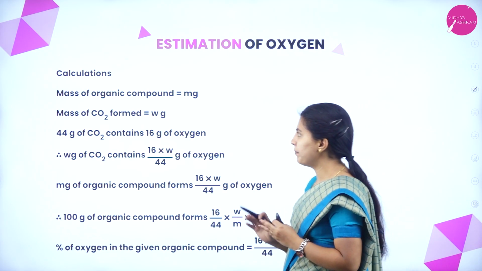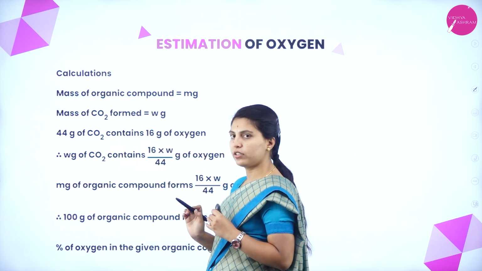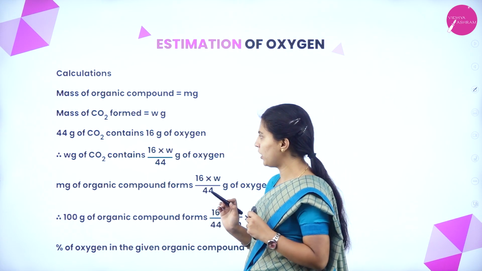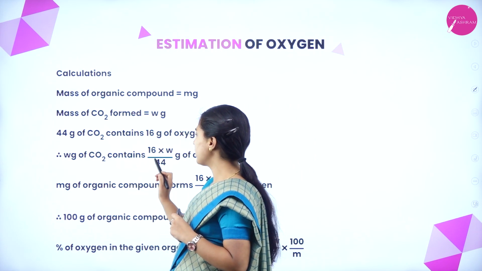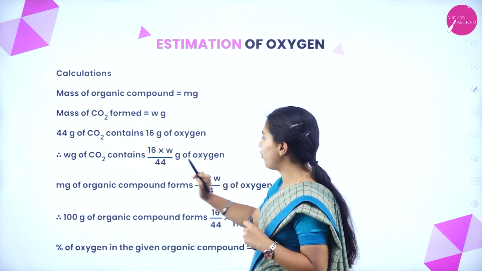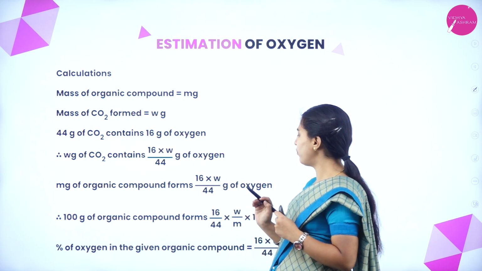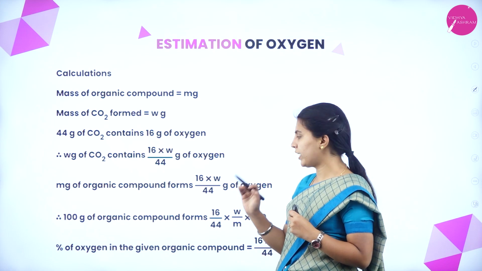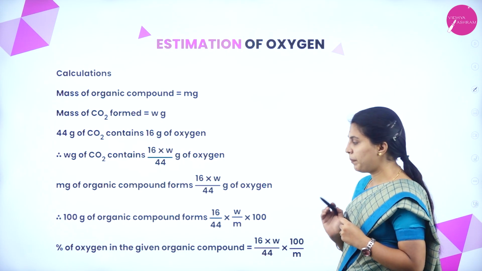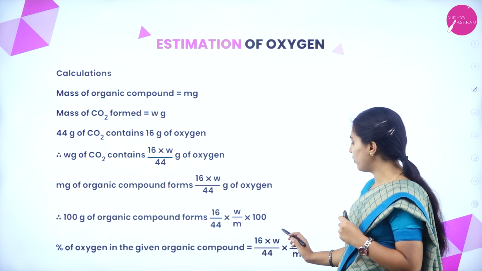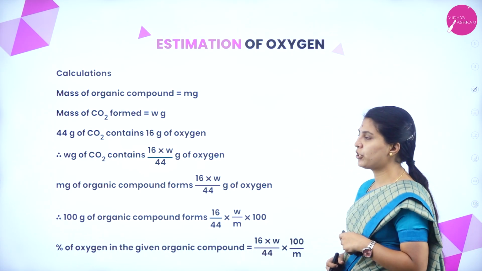The overall thing is the same: mass of organic compound, mass of carbon dioxide formed, 44 gram of carbon dioxide, that is the molecular mass of carbon dioxide. This is the atomic mass of oxygen. Weight of carbon dioxide W gram contains 16 into W by 44 gram of oxygen. This is how much of the organic compound formed, 16 into W by 44 gram of oxygen. The 100 gram of organic compound contains 16 by 44 into W by M into 100. The percentage of oxygen is 16 into W by 44 into 100 by M. This is the overall calculative part of the estimation of oxygen.